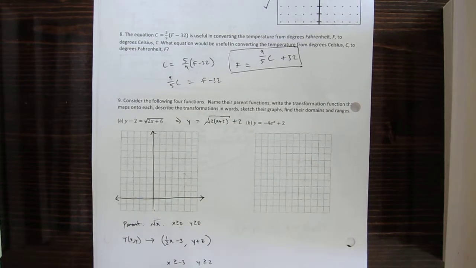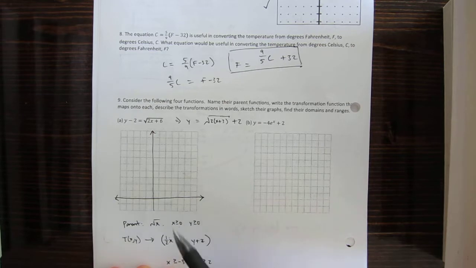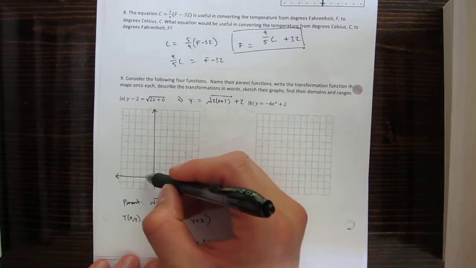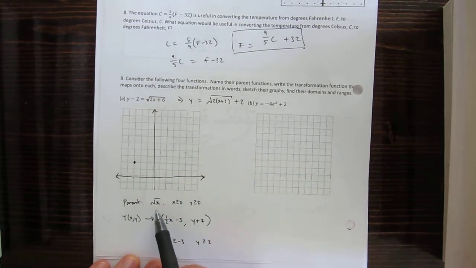So this one, plug in a couple points. On the parent function, we have 0, 0. So on this function, we have -3, 2. -1, 2, 3, 2 is right there. On the parent function, we would have 1, 1.